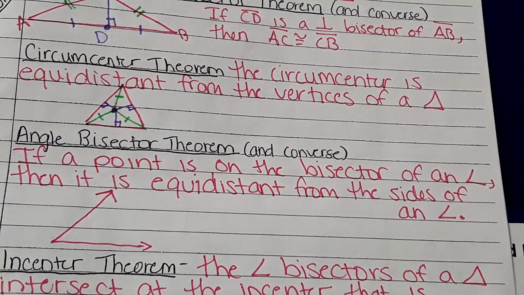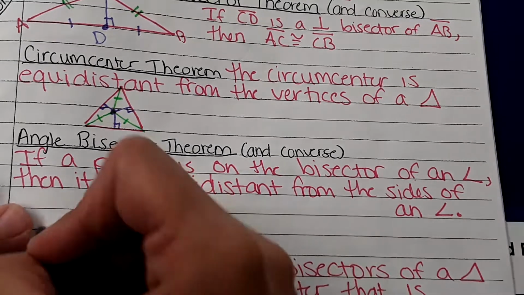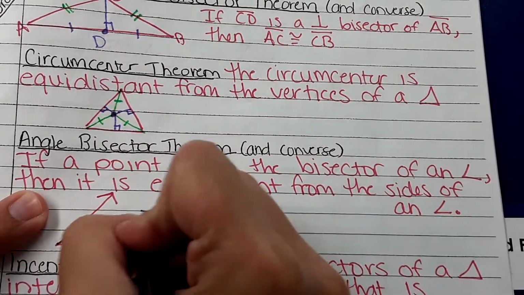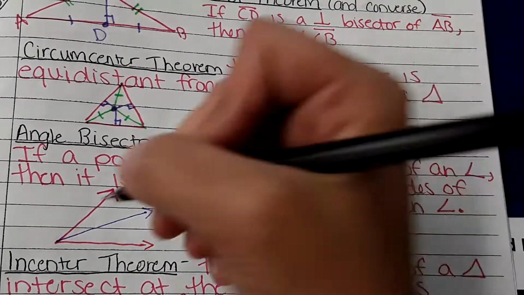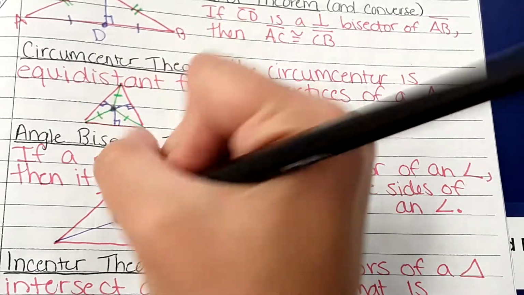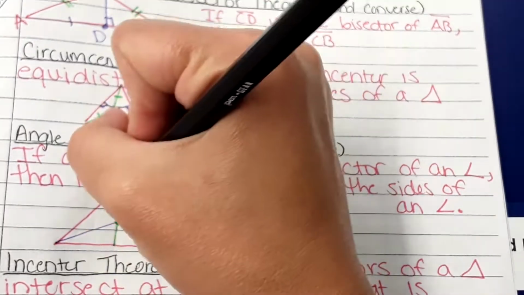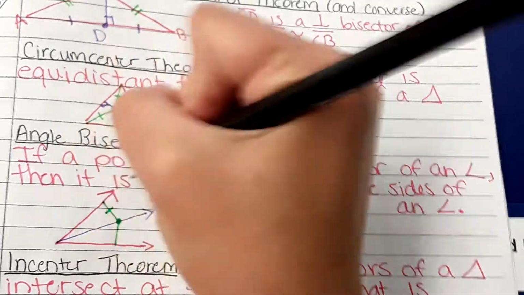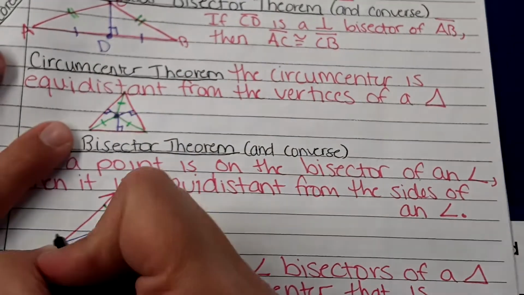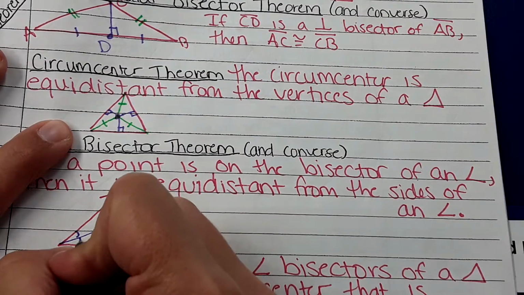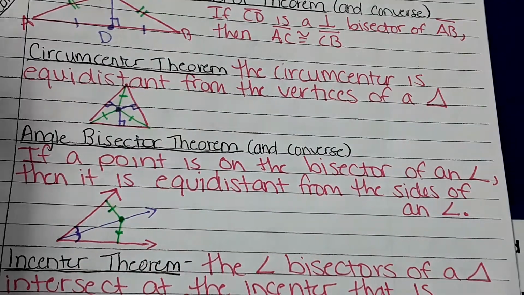Angle bisector theorem and its converse. If a point is on the bisector of an angle, then it's equidistant from the sides. What the heck does that mean? If you have an angle bisector, if you were to take any point on that angle bisector, it would be the same distance to the sides of the angle. So this would be the same length here. And because it's an angle bisector, obviously this is the same measure as this.